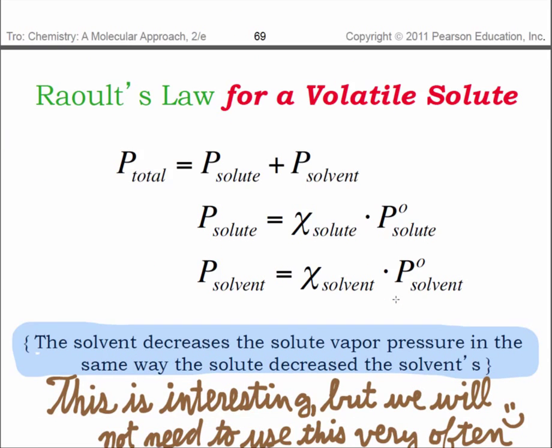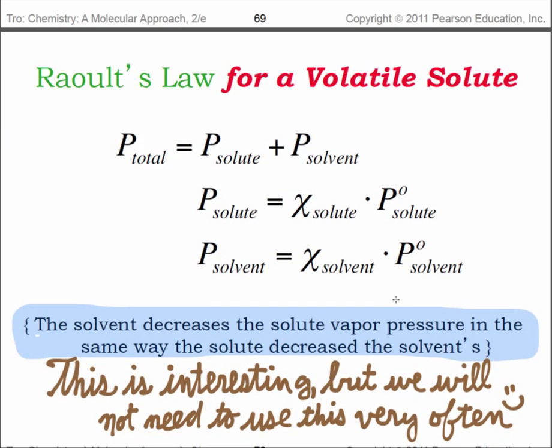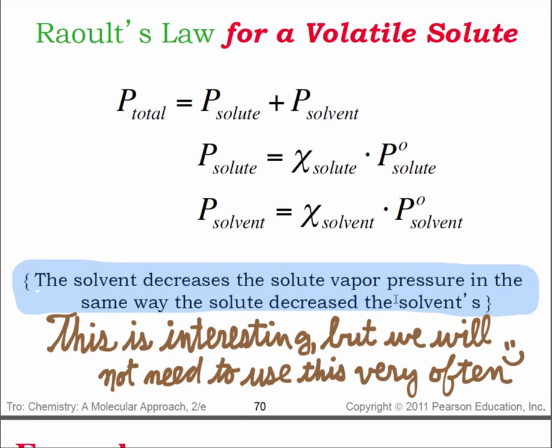Oh geez, I hesitate to even show you this, but I will briefly. What if your solute also has a tendency to evaporate? So water and alcohol, or water and acetone, they both kind of evaporate, in which case the total vapor pressure would be equal to the vapor pressure of the solute plus the vapor pressure of the solvent, as described by these relationships. Solvent, solvent, solvent, solute, solute, solute. This one plus this one equals the total pressure.